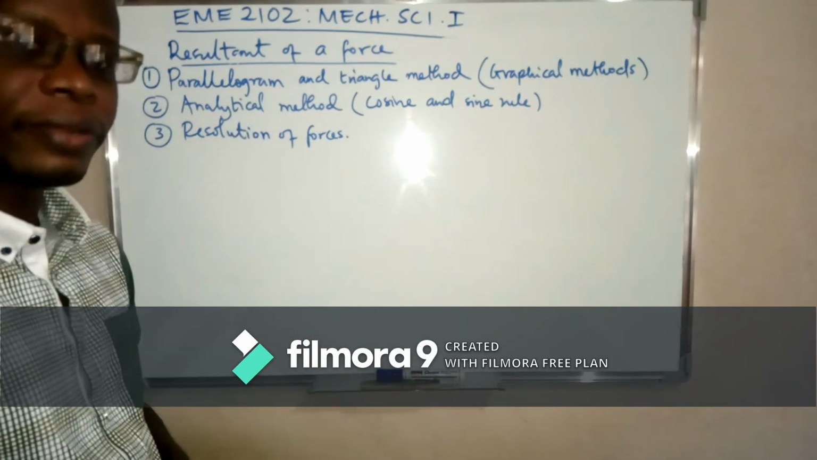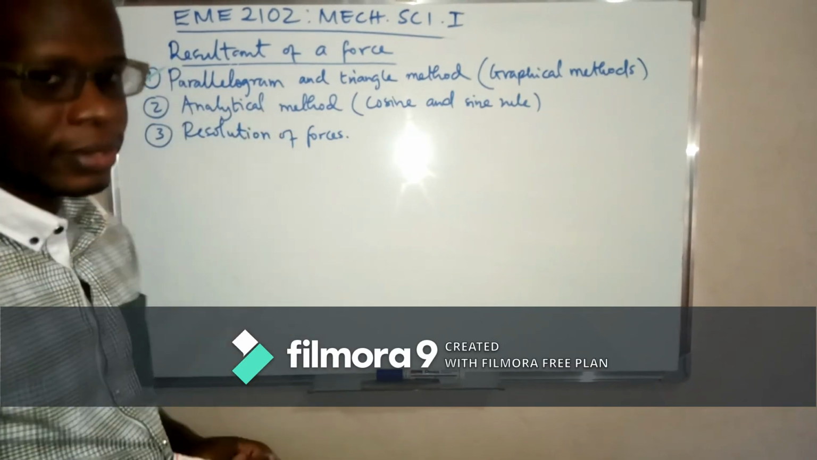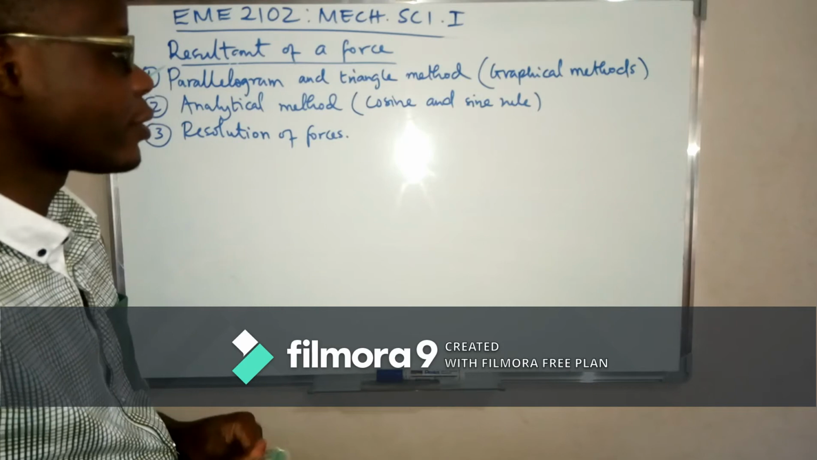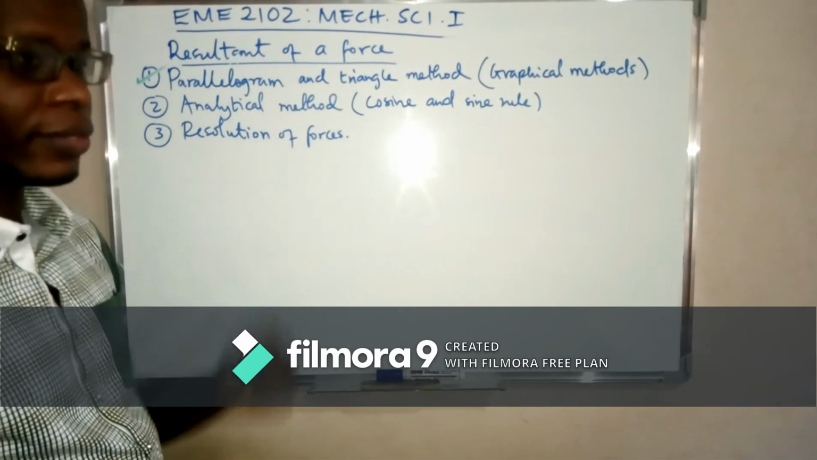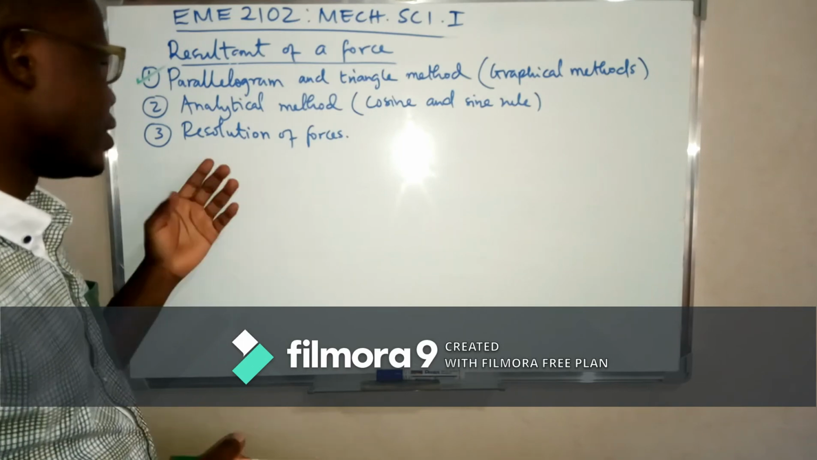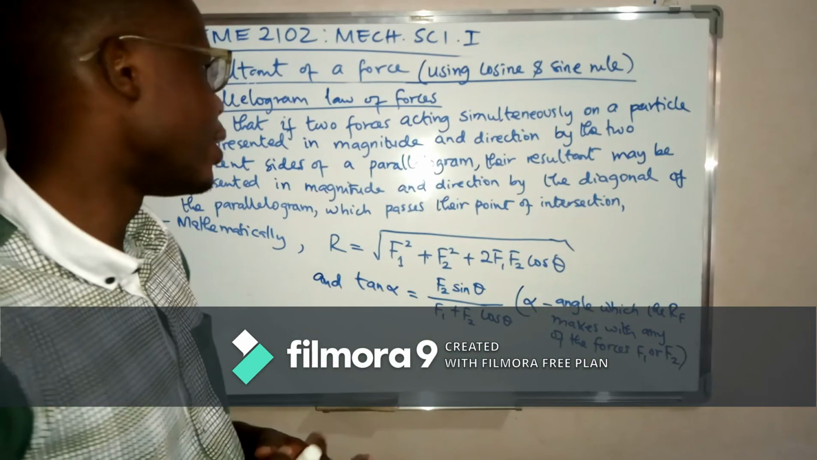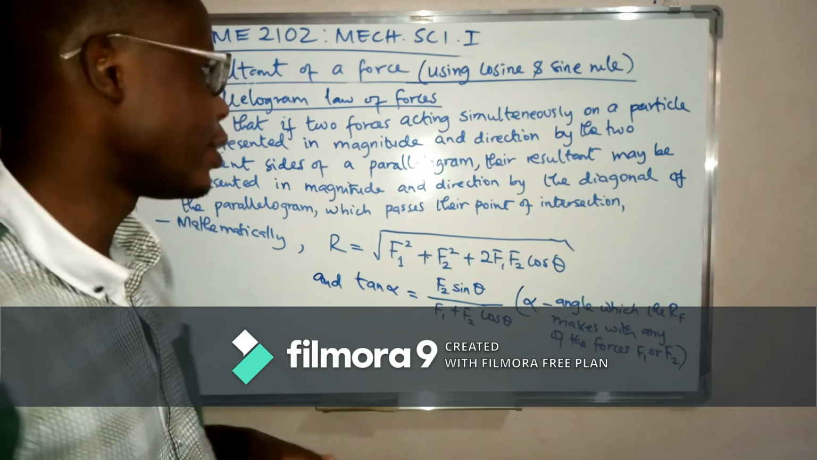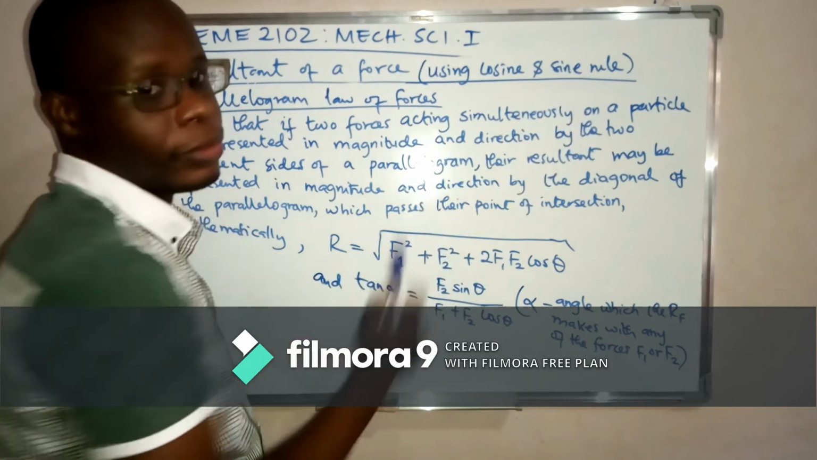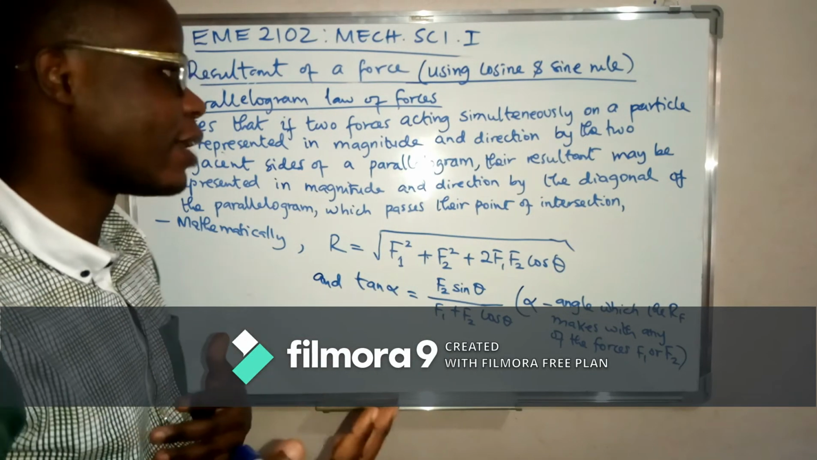Today we are going to look at what is called the analytical methods. Here we are going to rely on the cosine and sine rule to get the resultant of a force. Then thirdly we shall look at resolution of a force. So in the parallelogram law of forces, we are generally talking about the cosine and sine rule. Remember, we had tackled this but in the graphical method.